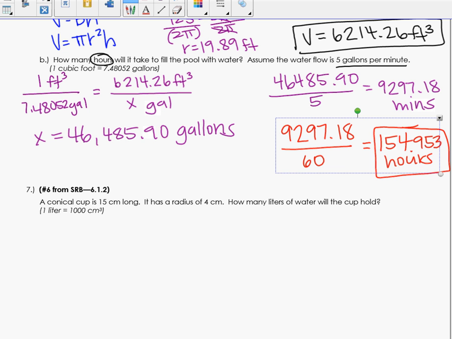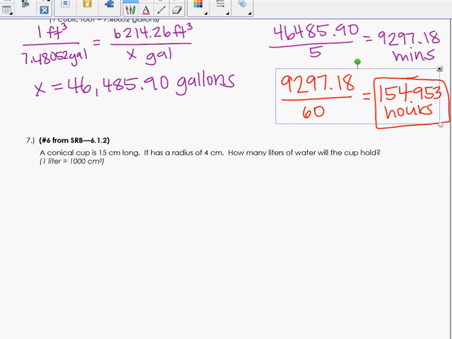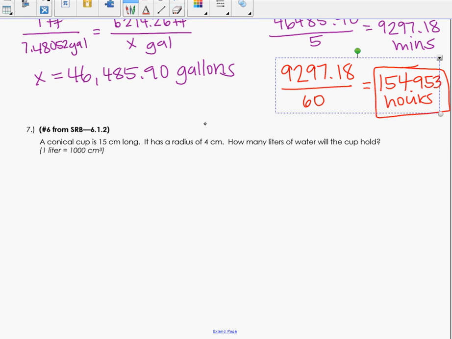Okay, so we're going to practice again. The next one says a conical cup is 15 centimeters long. It has a radius of 4 centimeters, and it wants to know how many liters of water the cup will hold. Okay, and so the very first thing we need to do is figure out the volume, because everything's in centimeters. We need to figure out the volume in centimeters, and then we can convert it to liters.